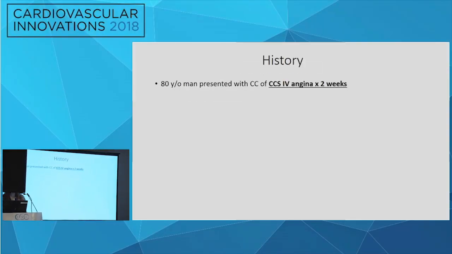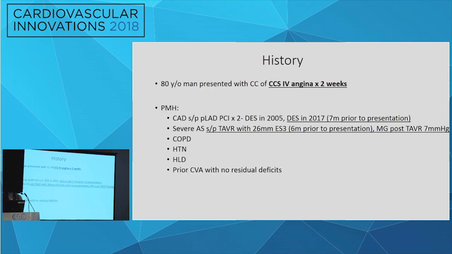This is a case of an 80-year-old man who presented with chest pain to one of our attendings' office, CCS class 4 for 2 weeks. He has a history of CAD, multiple stents to the LAD, 2 in 2005 and 1 in about 7 months before his presentation. Had a TAVR with a 26 millimeter S3 valve 6 months prior to presentation.